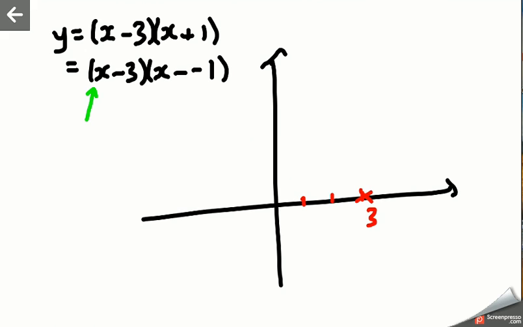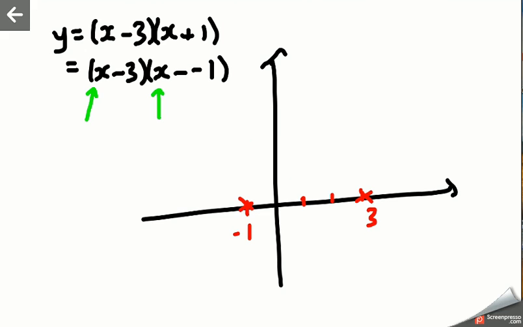Similarly, when x equals negative 1, if we put negative 1 into the function, that part's going to be 0. So we'll have (negative 1 minus 3) times (negative 1 minus negative 1). Well, negative 1 minus negative 1 is 0. So we got negative 4 times 0, and that's still 0. So we know that when x is equal to negative 1, y is equal to 0, and hence our parabola goes through this point here.